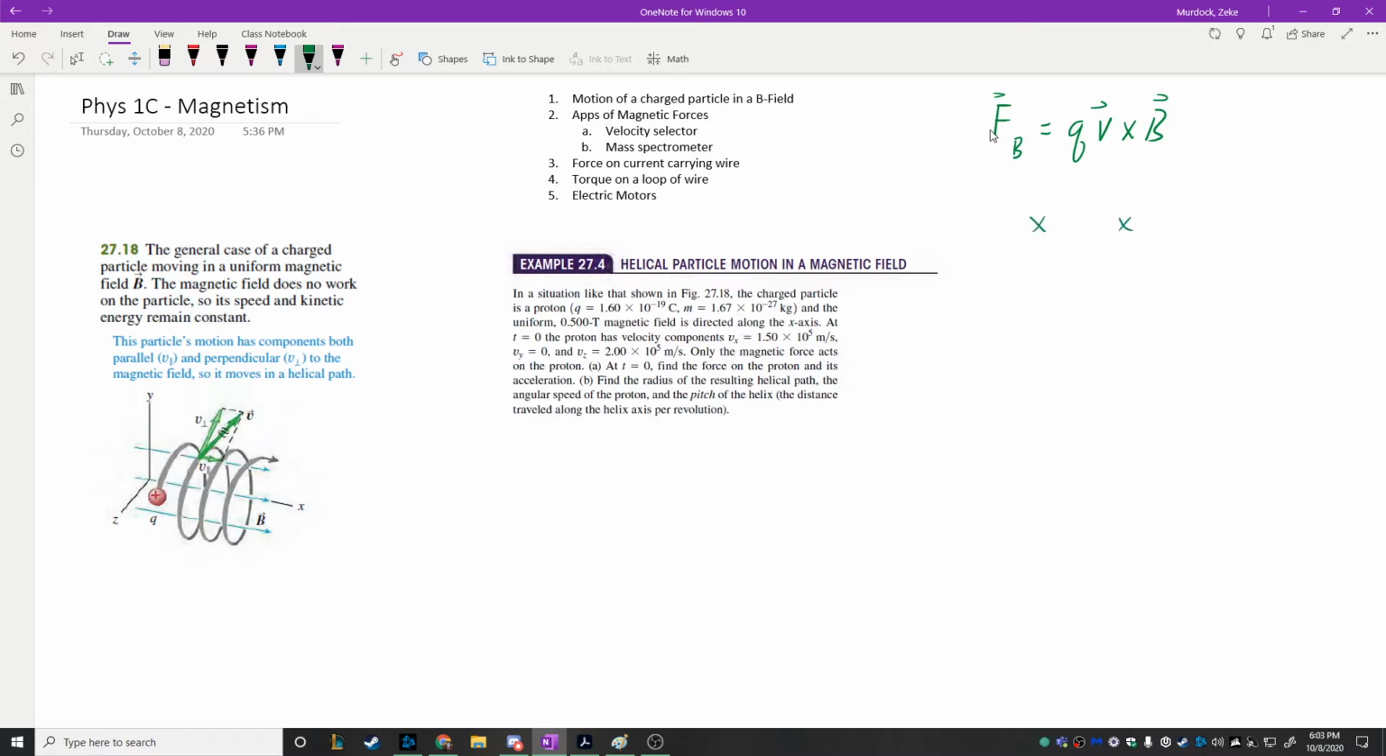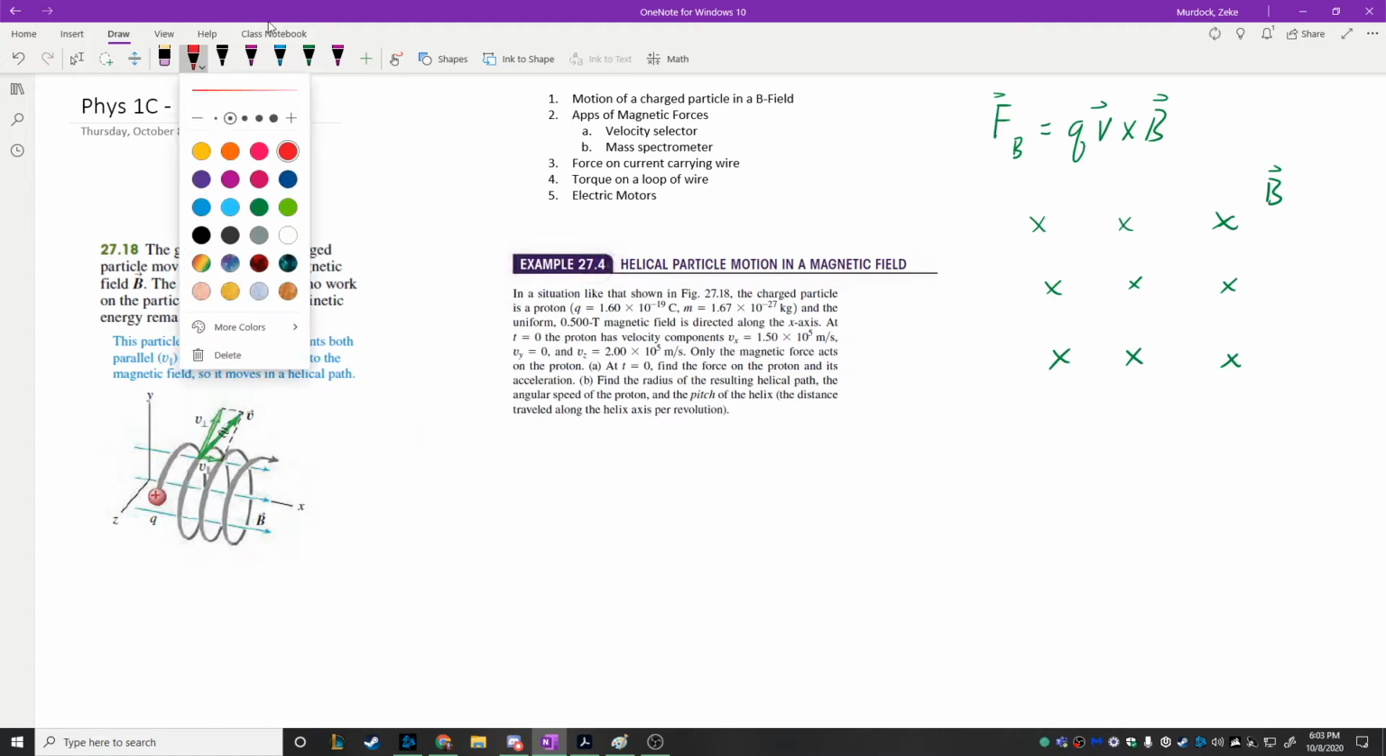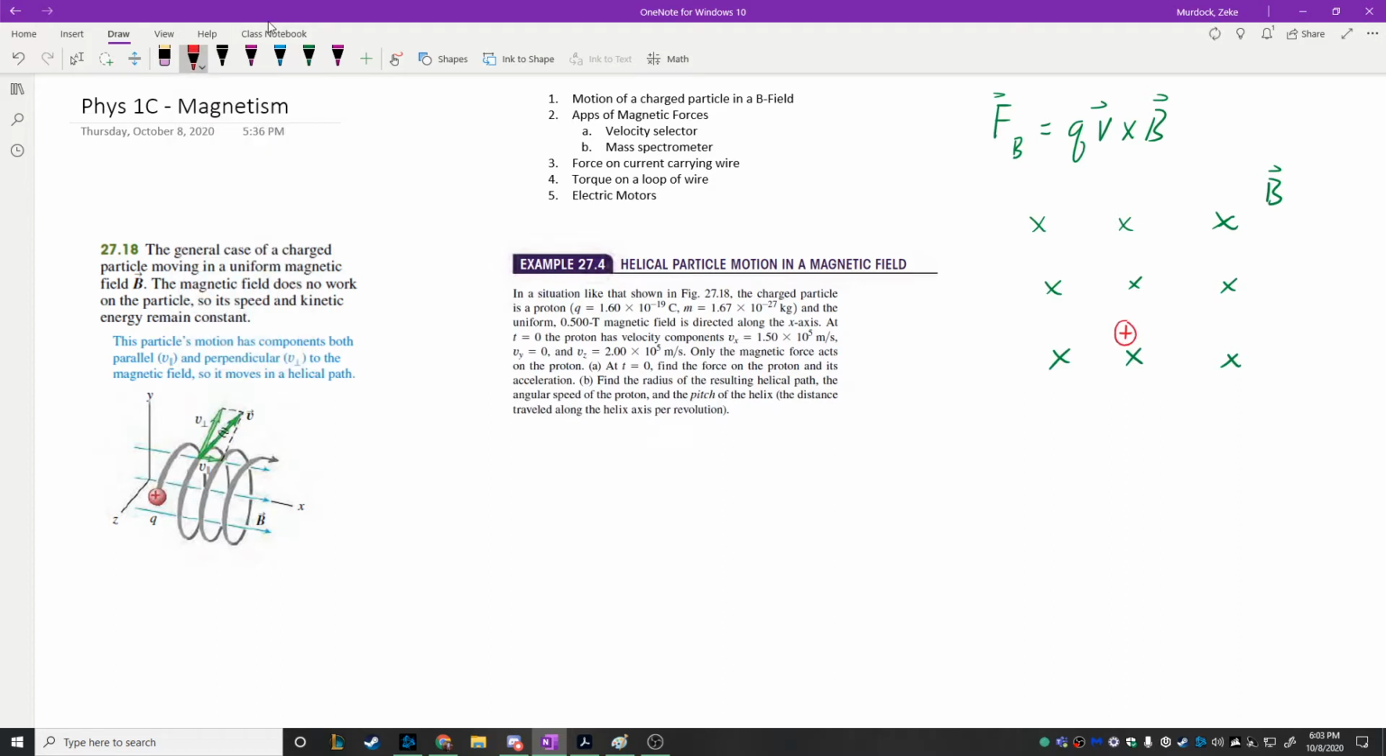And one of the examples that we discussed last time was if you have a magnetic field that points into the board, we use these little X's to represent a vector that points into the board. So if that's our magnetic field, and we have a charged particle, and it travels, let's say, with a velocity that's exactly perpendicular to the magnetic field, then we said that that's going to create a force on the particle.